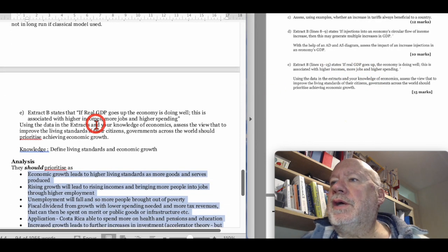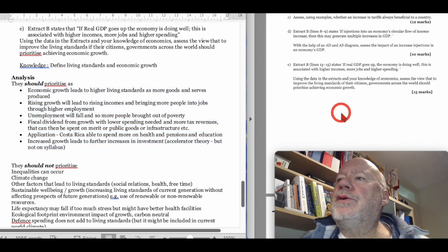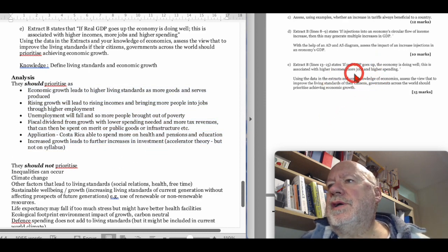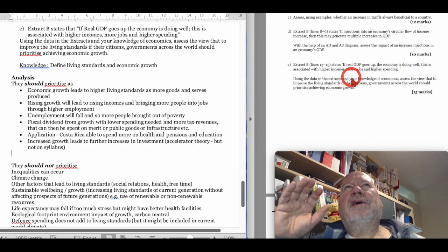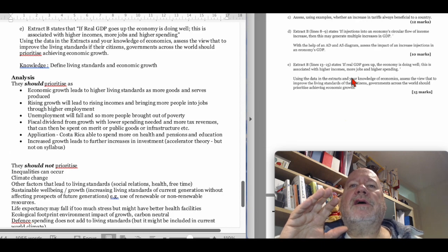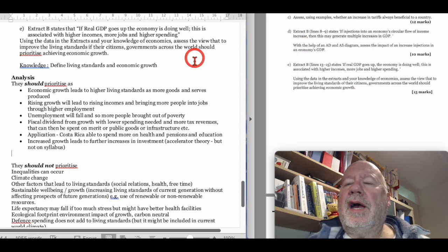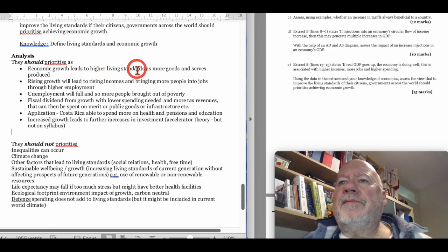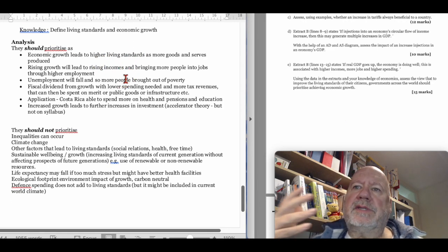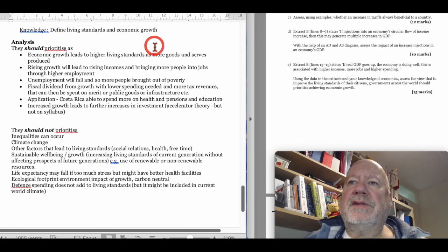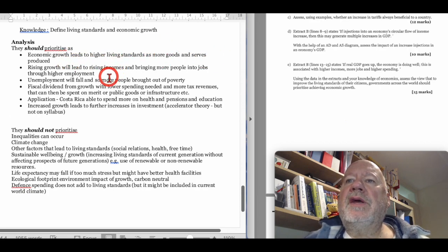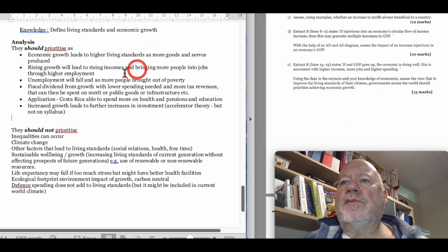And this one, again, just going to hint this to you. This was a question really about should the government prioritise economic growth, and these are the reasons why. They even put that in the question, but the case study is full of context about the costs of economic growth. And so in this sense, the analysis, what a lot of people did was they started the analysis by saying they should prioritise, because you get higher living standards, more goods and services are produced. Raising growth leads to rising income, more jobs through higher employment. Unemployment falls, poverty goes up.